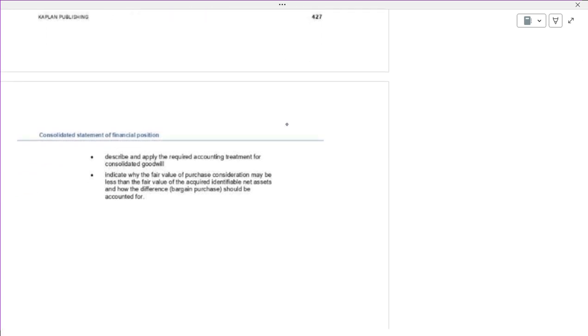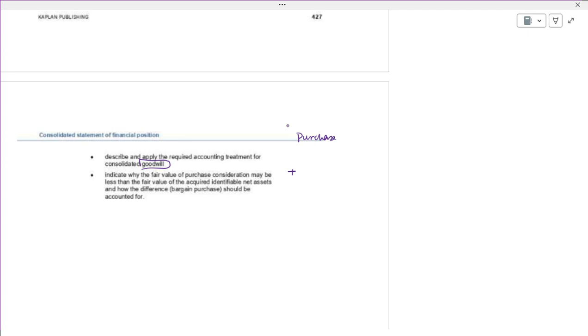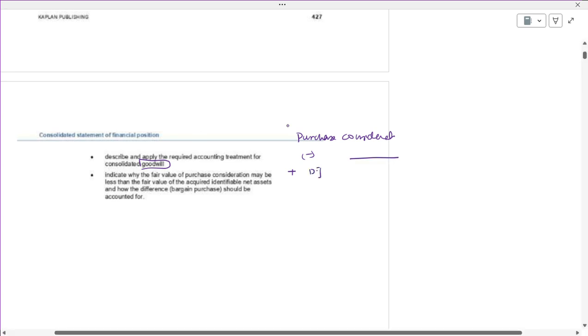Describe and apply the accounting treatment for goodwill. The most interesting and easy thing is also goodwill. The calculation will give good marks. I told you, if it is positive, it is positive. Purchase consideration: how much you are paying and what is the value of the assets. If the difference is positive, then it is a goodwill.